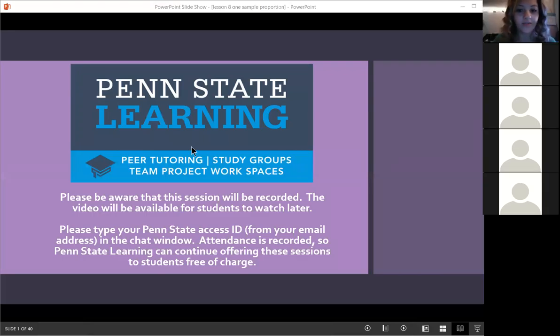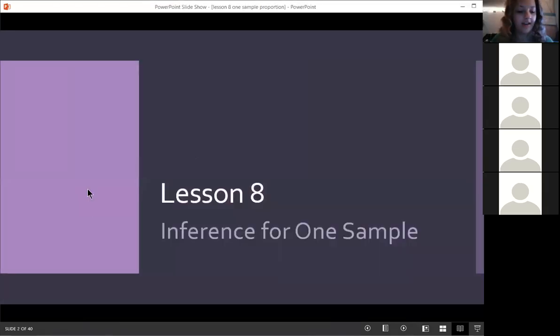So yeah, this week we are working on lesson 8. Already at lesson 8, can't believe it. So we're going to start talking about inferences for different types of samples, but we're going to start with one sample this week.